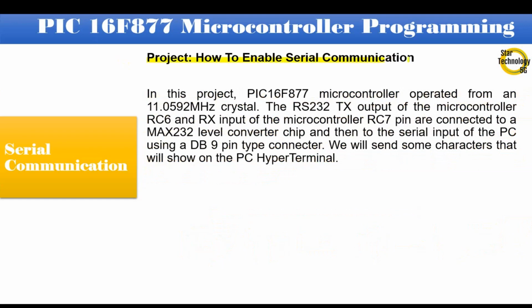Project: How to enable serial communication. In this project, a PIC16F877 microcontroller is operated from an 11.0592 MHz crystal. The RS232 TX output of the microcontroller, RC6, and the RX input, the RC7 pin, are connected to a MAX232 level converter chip and then to the serial input of the PC using a DB9 pin type connector. We will send some characters that will show on the PC hyper terminal.